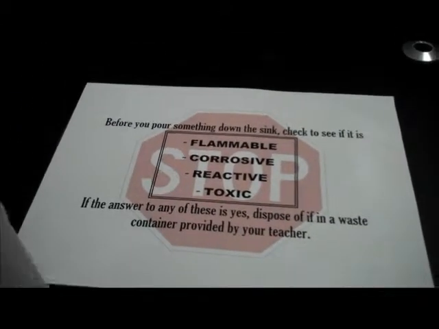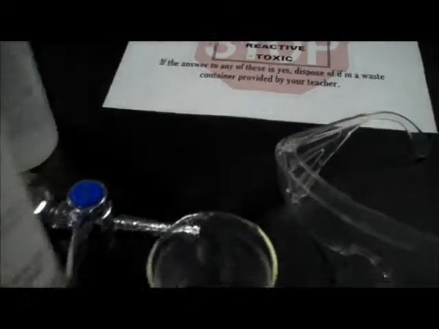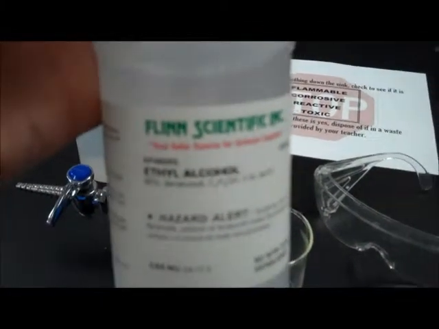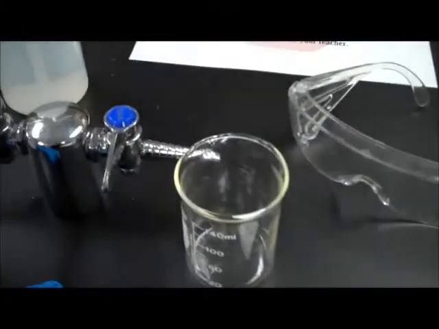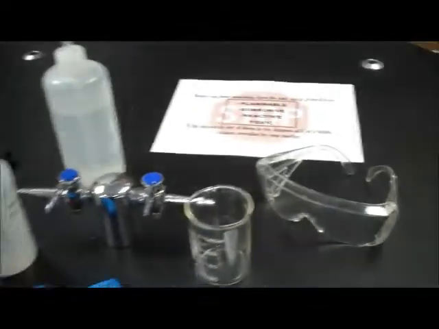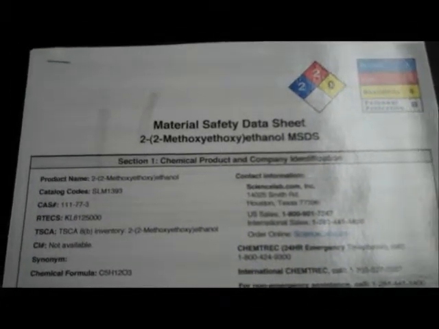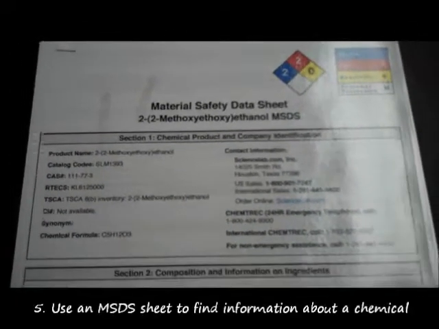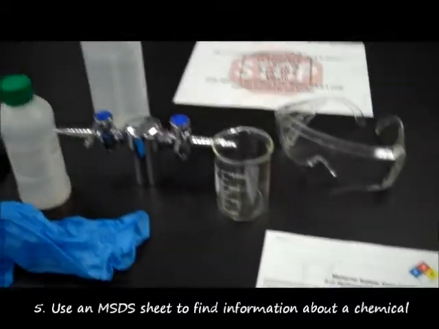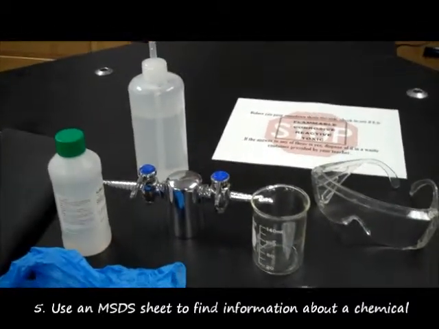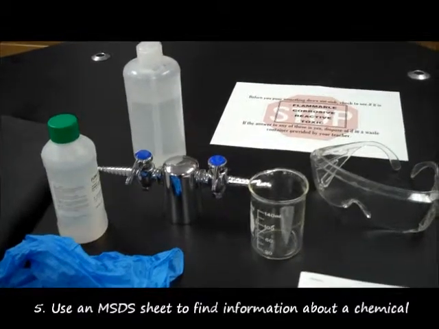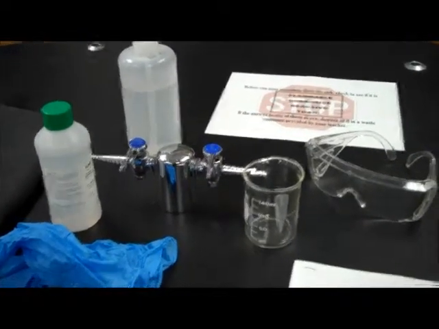An example of a chemical that is corrosive and reactive is ethanol. Ethanol is also flammable. If you don't know what ethanol is, you can always look at the material safety data sheet that tells you all about ethanol. This will tell you if it's flammable or toxic or poisonous. So if you ever don't know something about a chemical, you can look on the material safety data sheet. We sometimes call that an MSDS sheet.